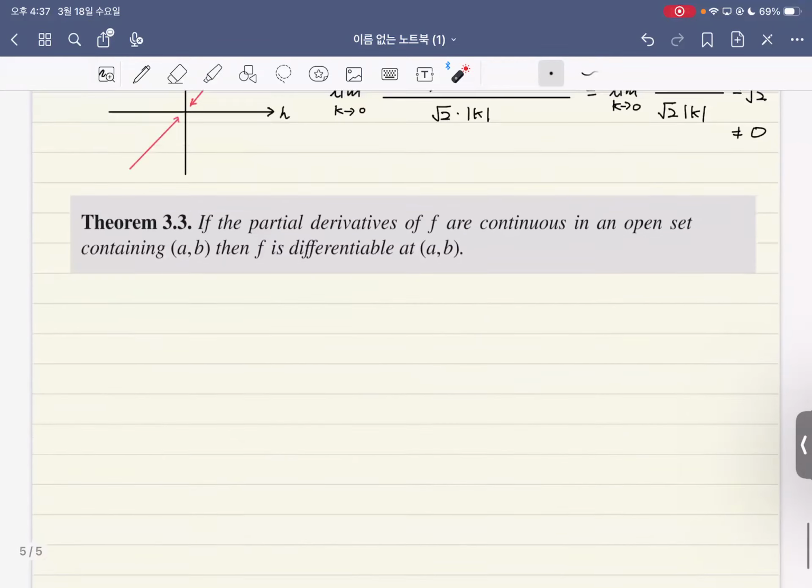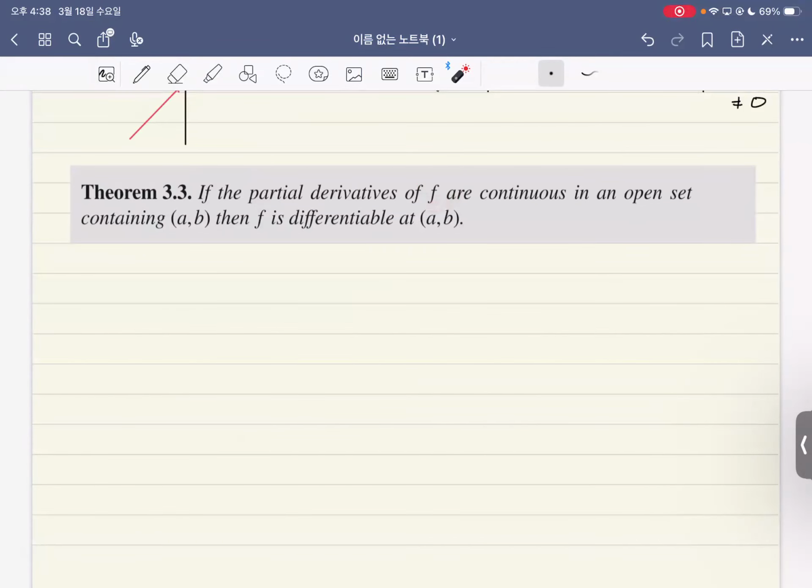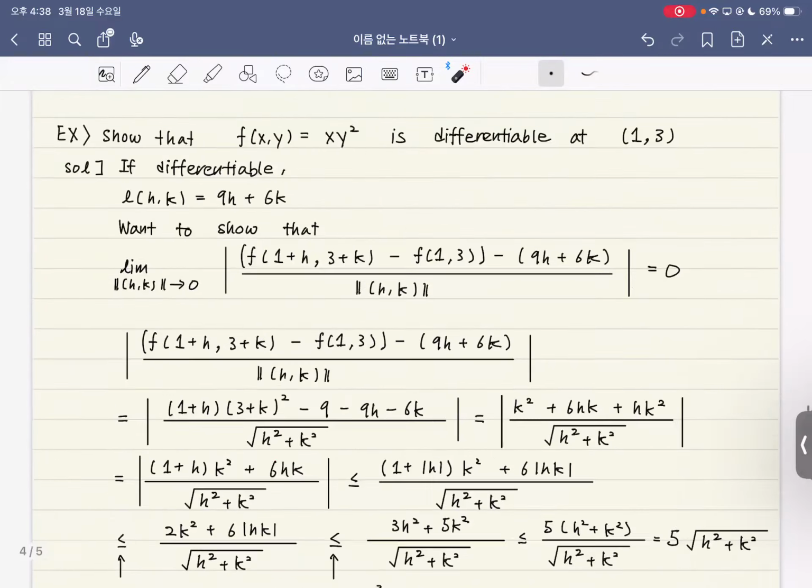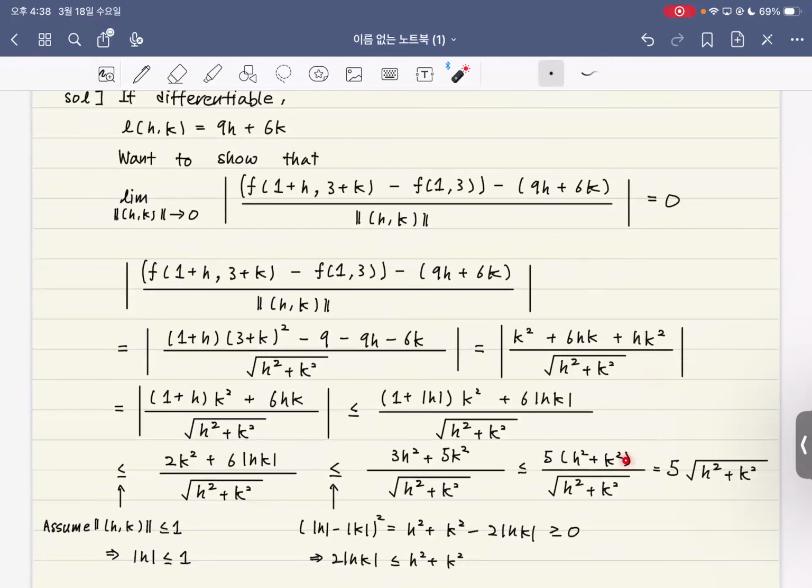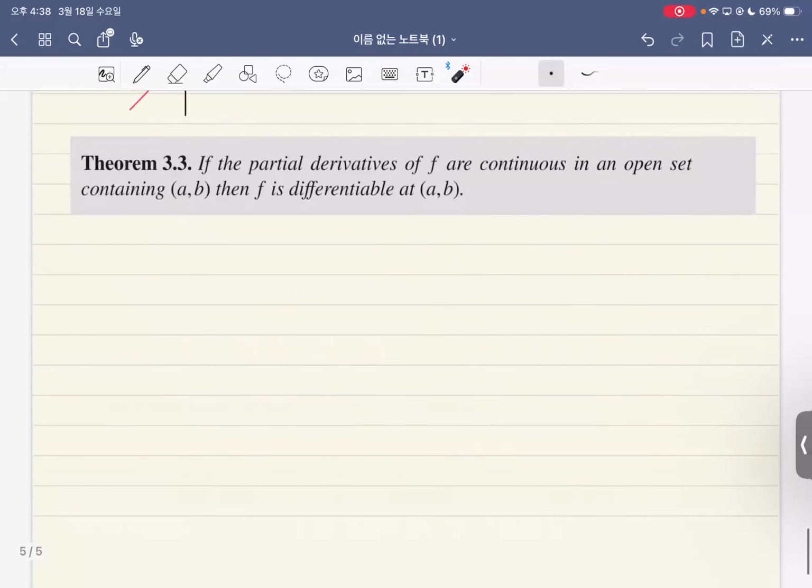If you believe in this theorem, then since our partial derivatives are continuous on an open set containing (1, 3), my function is automatically differentiable. So that means this entire analysis is not needed. Just by looking at the partial derivatives and knowing they are continuous, you're done. Isn't that great?